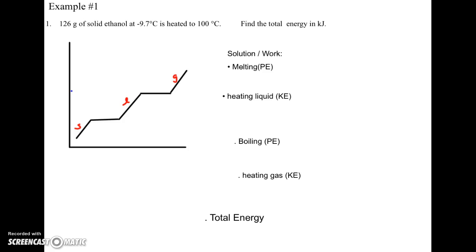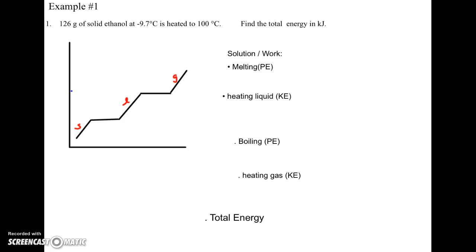So we're going to look at this first problem, and this is exactly how it looks on your worksheet. You have 126 grams of solid ethanol at negative 9.7 degrees C, and you're going to heat it to 100 degrees C. I'm asking you to find the total energy in kilojoules. Well, the first step is to label the states of matter. This represents the solid portion of the ethanol, this represents liquid, and this slanty line represents the gas.